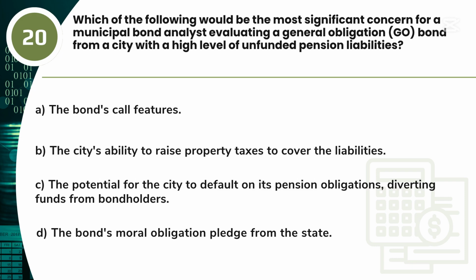Question 20. Which of the following would be the most significant concern for a municipal bond analyst evaluating a general obligation bond from a city with a high level of unfunded pension liabilities? A. The bond's call features. B. The city's ability to raise property taxes to cover the liabilities. C. The potential for the city to default on its pension obligations, diverting funds from bondholders. D. The bond's moral obligation pledge from the state.